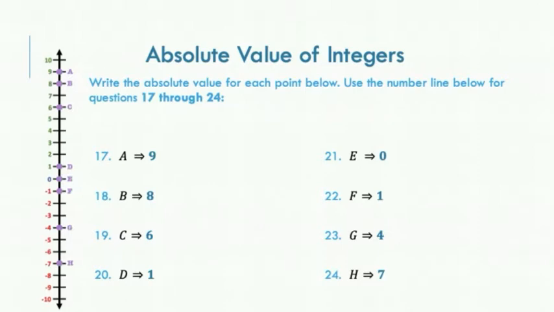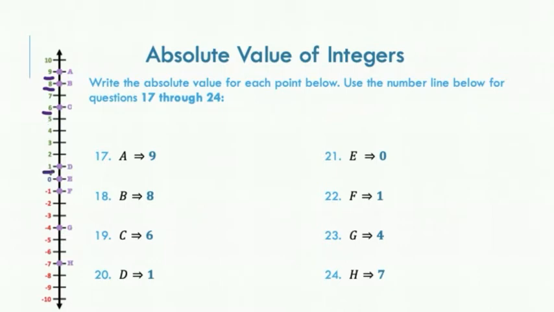So for questions 17 through 24, we're going to write the absolute value for each number on our number line. So A is 9, so the absolute value of 9 is 9 because 9 is 9 units away from 0. The absolute value for B, we're given 8, so the absolute value is 8 because 8 is 8 units away from 0. C is at 6, and the absolute value is 6 because 6 is 6 units away from 0.